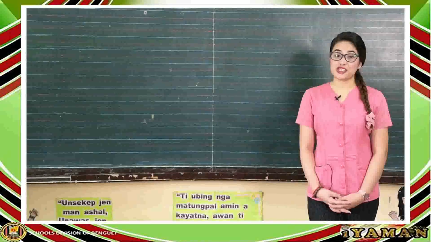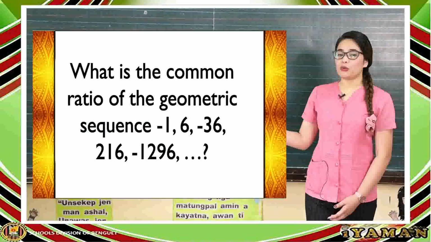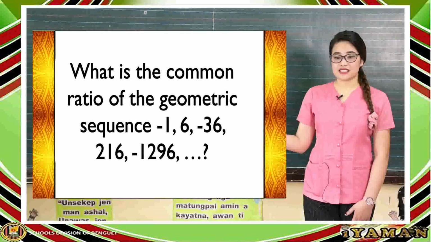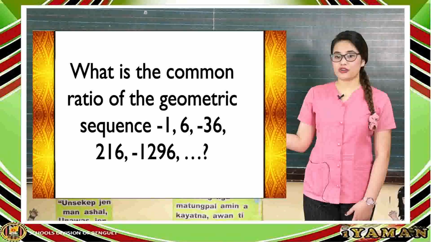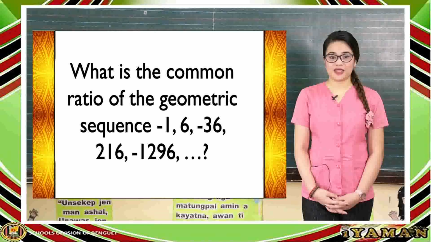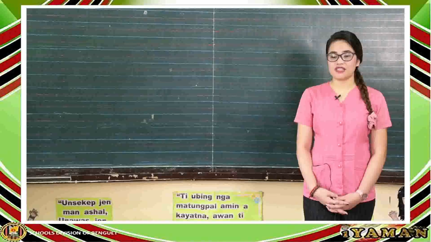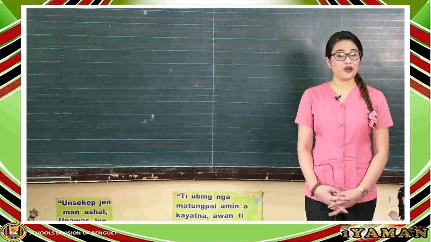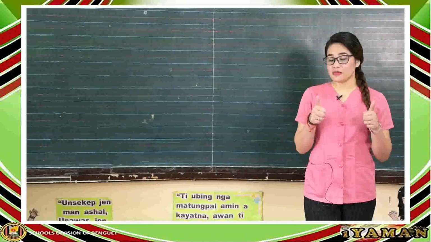Let's have a brief recap of the previous lessons discussed by answering these questions. Here's the first question. What is the common ratio of the geometric sequence -1, 6, -36, 216, and -1296? The common ratio of the given sequence is -6. If you got the correct answer, congratulations! Give a thumbs up to yourself.